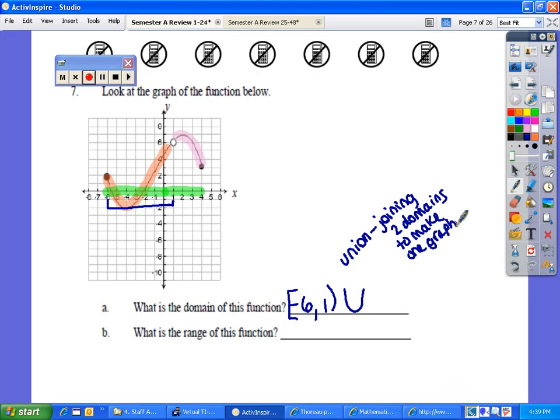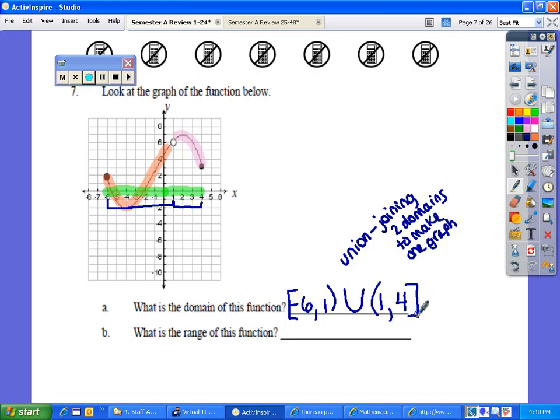And we have to have 2 domains because of that hole. All right, the next domain starts back at 1 with a parenthesis, and then continues and stops here at 4. Okay, so there you go. There's your domain. And you only split the domain like this when you have a hole. If you don't have a hole, you don't usually have to split the domain.